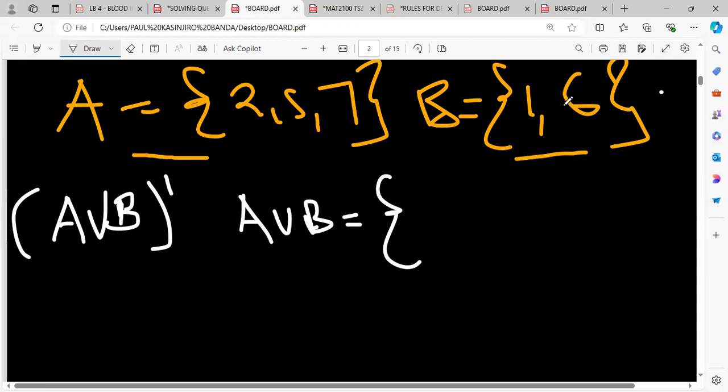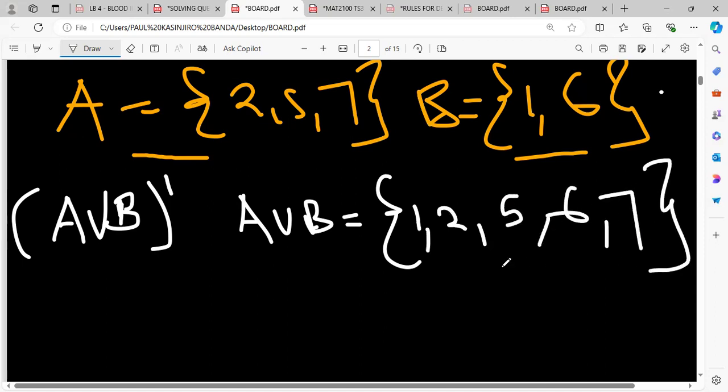let's combine these members here, starting with the lowest. The lowest there will just be 1, and then we go to the 2, and then the 5, then the 6, and then the 7. So this here will be my A union B members. But remember that my interest is in the (A union B) complement. So I have to find elements that are not in this set. They are the ones that are going to sit in that set.